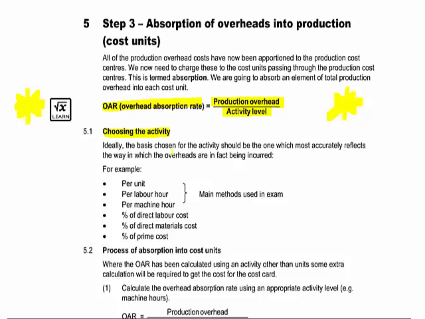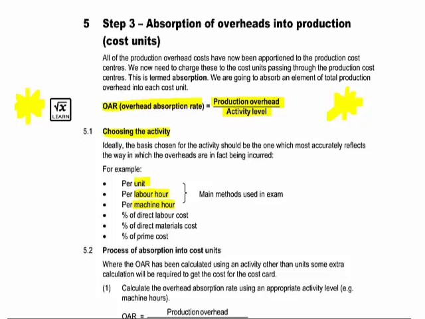The main ones that you'll see in the exam are per unit, if the company produces products which are very, very similar, or if it's only producing one product, or if it's a labour-intensive production process, you could use labour hours, or machine-intensive, you could use machine hours. Sometimes you might see an approach then which is a percentage of direct labour or materials or of the total prime cost. Whichever basis for activity is chosen, the process of absorbing it into the individual units is the same.